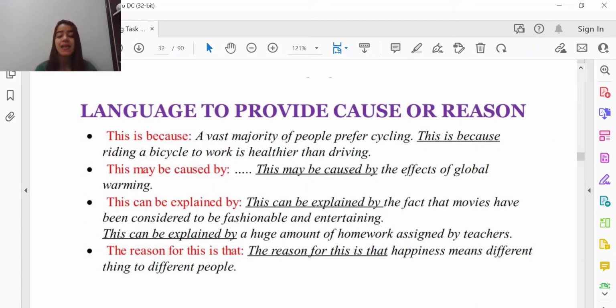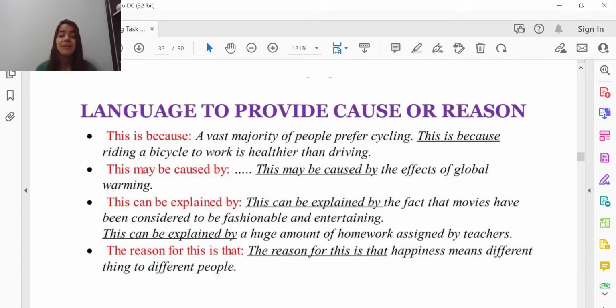The first thing that I would like to share with you is "this is because." Take a look at the way that we can use it in a sentence. A vast majority of people prefer cycling. This is because riding a bicycle to work is healthier than driving. So as you can see, we are giving that kind of reason for which people are more into riding a bicycle. We say, this is because.